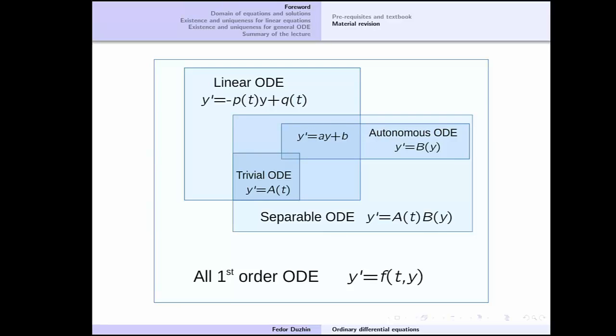These two classes intersect. So there exist ODE that are at the same time linear and separable. So those ODE can be solved by using either method. The good choice is usually the method for linear ODE. It is easier than the method for separable ODE.